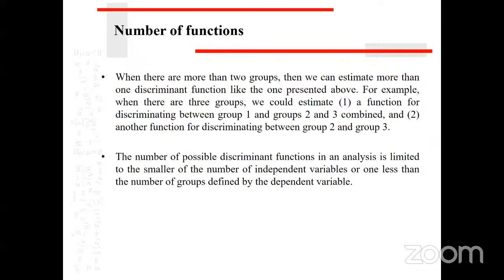Now, how many functions can there be? When we have two groups, one function is enough. If we have three groups, we need two functions. So one function for separating group 1 from groups 2 and 3 combined, and a second function for separating group 2 from group 3. So the number of functions depends on the number of groups minus 1. The number of possible discriminant functions in an analysis is limited to the smaller of the number of independent variables or one less than the number of groups defined by the dependent variable.